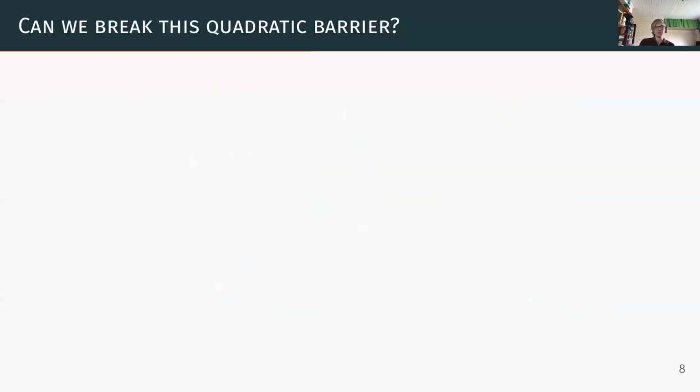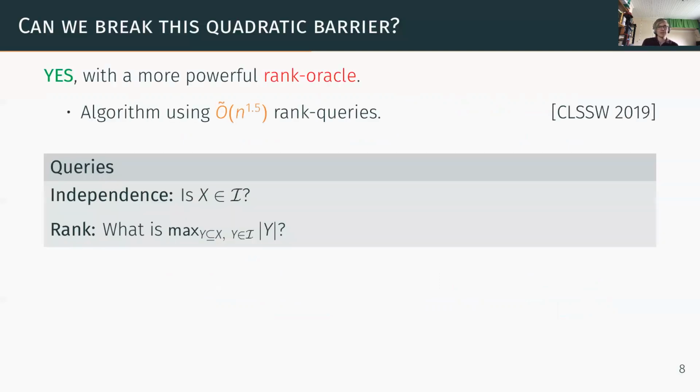So there has been some recent progress before our paper on this. Firstly, the Chakrabarty, Lee, Sidford, Singla, Wang paper in 2019 showed that you can break the quadratic barrier if you are allowed to use the more powerful rank oracle queries instead of independence oracle queries. I'll just quickly define what rank queries are. In independence queries, we ask for a set X and we see whether it's independent or not. In rank queries, we ask for a set X and we get back the size of the largest independent subset of X.